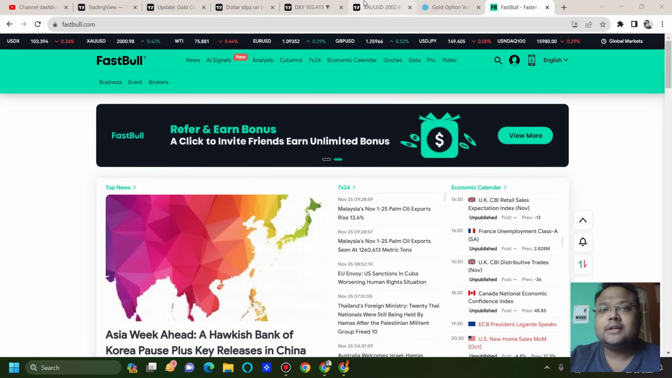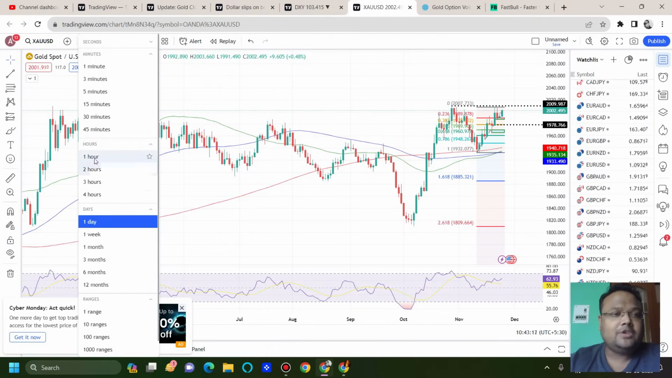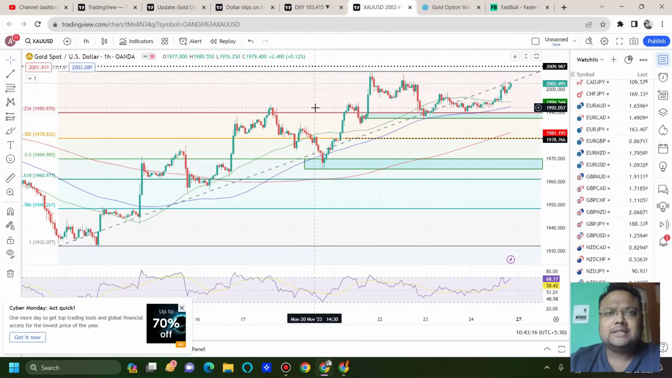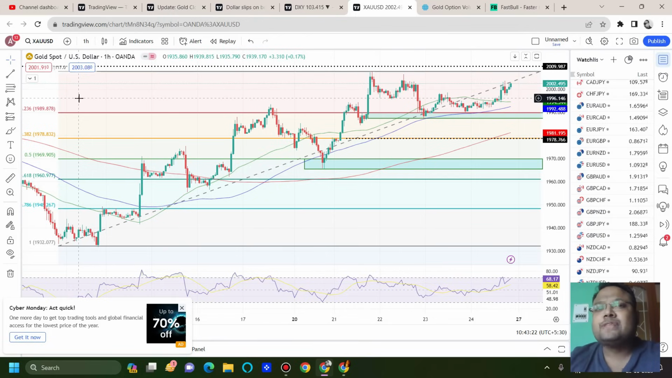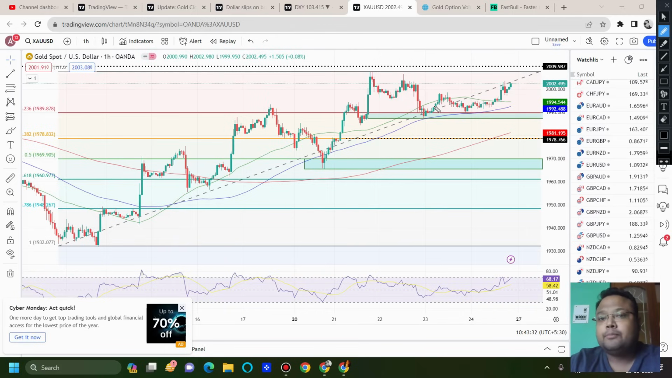Okay, now let's look at the chart of gold. Let's go to the hourly chart, our favorite time frame. The market is in an uptrend, no doubt. In this type of market situation, what is the best trading strategy? The best trading strategy is always to buy at the dip. Whenever you see the market coming down for a retracement, that will be the best trading opportunity to go for a buy position.